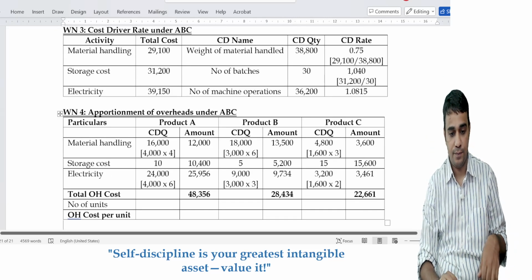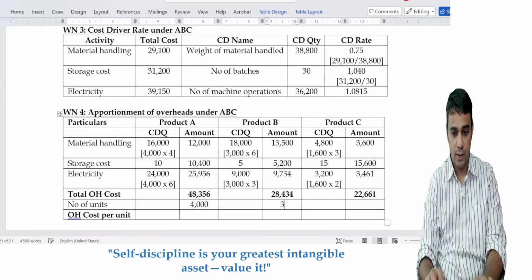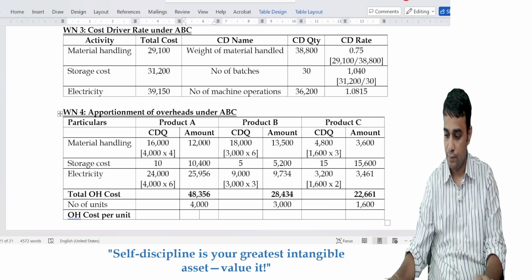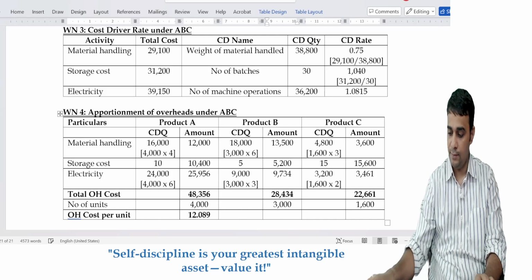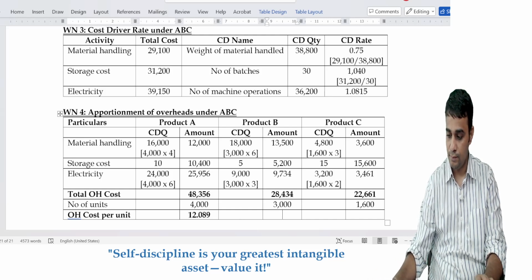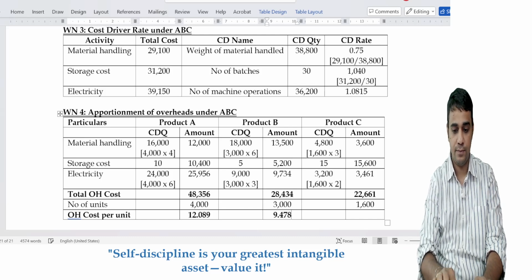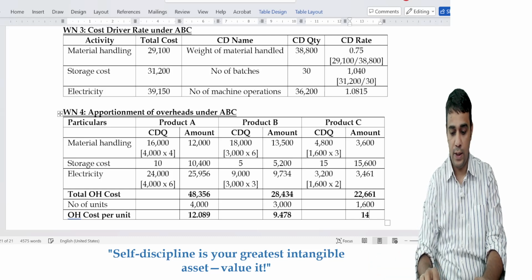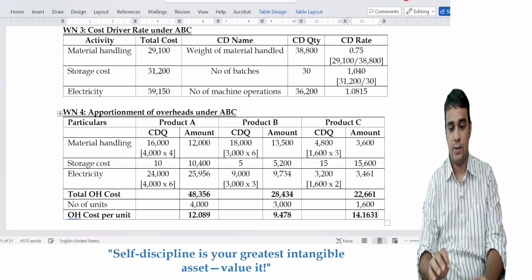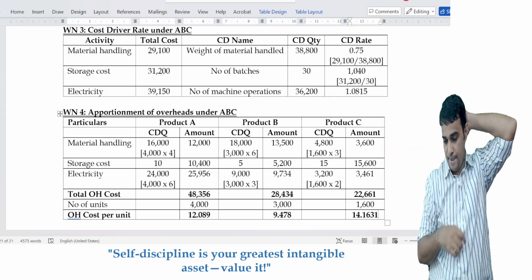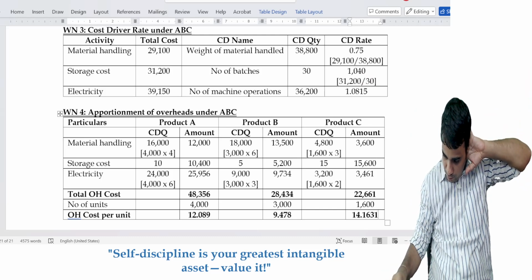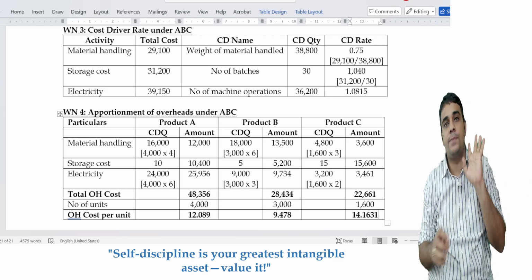Right, number of units: 4,000, 3,000, 1,600. A 4 decimal answer: 12.089, 9.478, 14.1631. Clear? 4 steps are done.